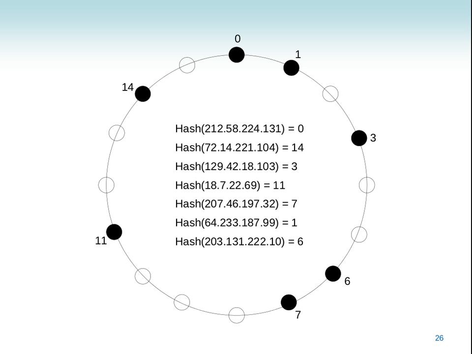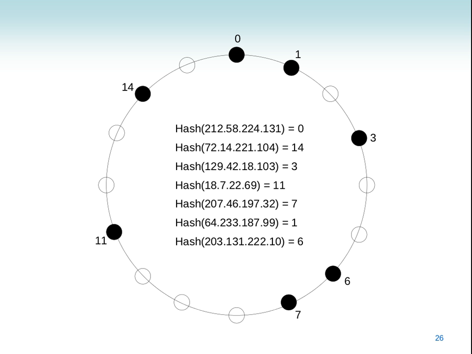Well, those are details that we don't care about here. SHA-1 is one hash algorithm. For our 4-bit hash algorithm, I've randomly chosen outputs. That is, the computer with the IP address 212.58.224.131, if we take the hash using our 4-bit hash algorithm, we get the output 0. For some other computers, we get 14, 3, 11, 7, 1, and 6. Okay? That's just for this example.